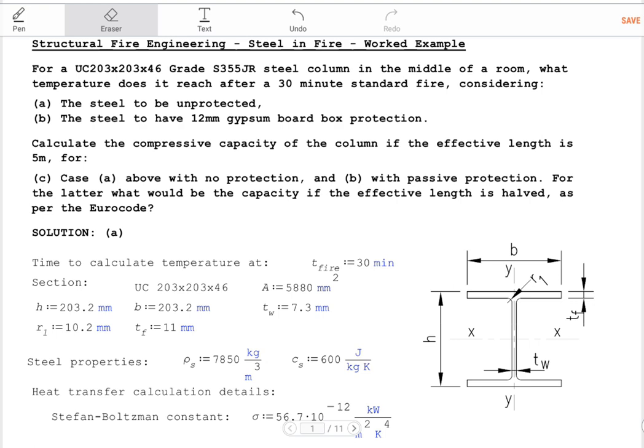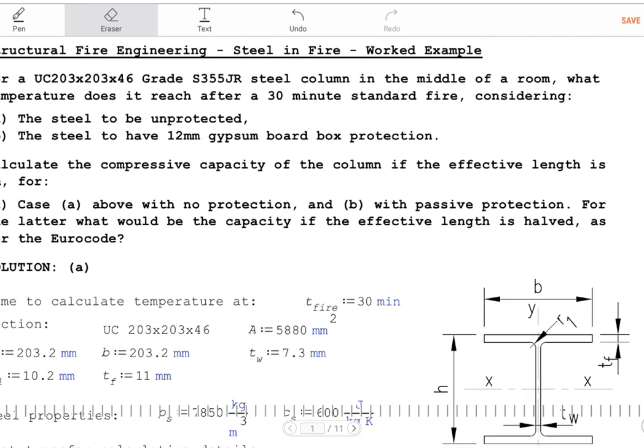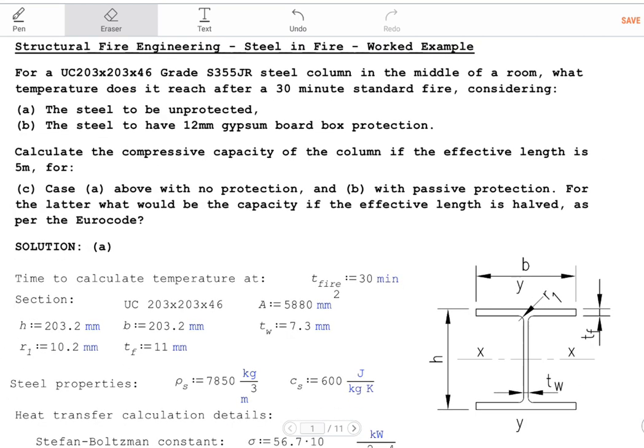So to dive into our problem, for a UC 203-203-46 grade S355JR steel column in the middle of a room, what temperature does it reach after a 30-minute standard fire, considering A, the steel to be unprotected, and B, the steel to have 12 mil gypsum board box protection? So that's a box all the way around. Calculate the compressive capacity of the column if the effective length is 5 meters for case A, above, with no protection, and B, with passive protection. For the latter, what would be the capacity if the effective length is halved as per the Eurocode? And we will discuss that later.